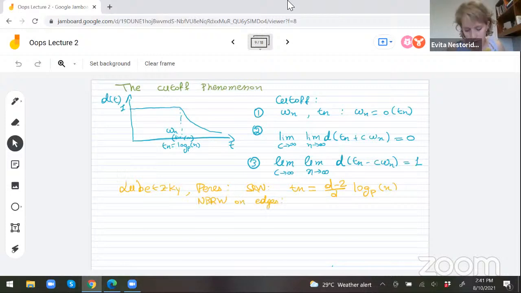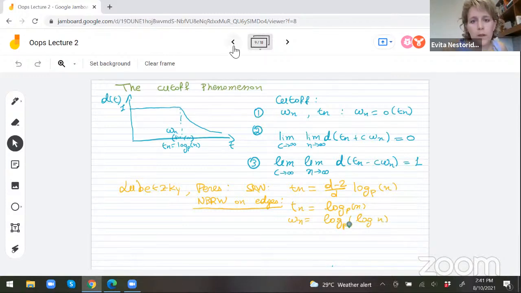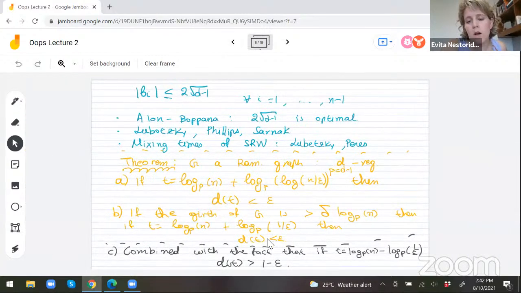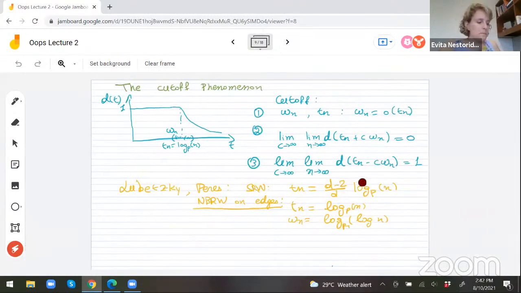And their answer isn't as sharp as it could be, and that's why I'll focus more on the non-backtracking random walk. They do get that the cutoff occurs at log √n, but the window is of order log n. And so this is why I'm saying that part B is what we were hoping for, because we show a constant window. So that's a significant improvement. Also, the technique that I'm going to show you has certain advantages over the technique that Lubetzky and Peres considered.